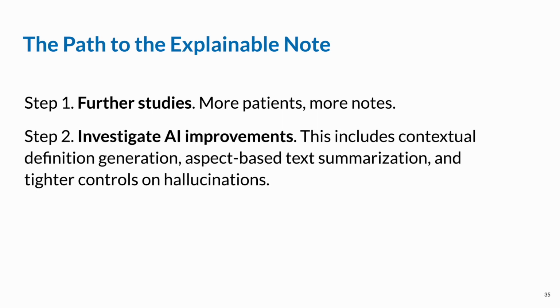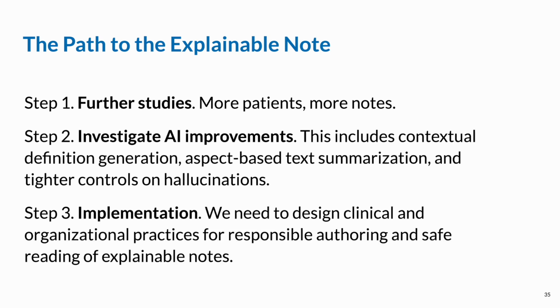The effectiveness of explainable notes, like that of many other AI-assisted user interfaces, is limited by the accuracy of its underlying AI models. This warrants further investigation of AI improvements, including contextual definition generation, aspect-based text summarization, and tighter controls on hallucinations. There's also a need to design clinical and organizational practices for responsible authoring and safe reading of explainable notes. Please refer to our paper for a more in-depth overview of the affordances of the explainable note and the kinds of developments needed in HCI and AI to bring them out.